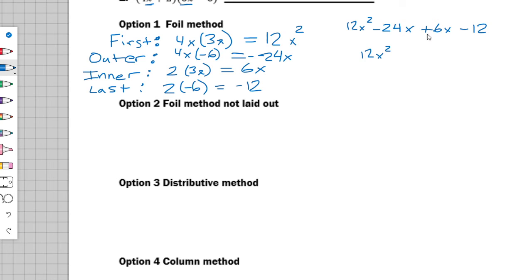Negative 24x can combine with 6x, and we're left with negative 18x. And then negative 12 can't combine with anything else, so it's just negative 12. And this would be our answer.